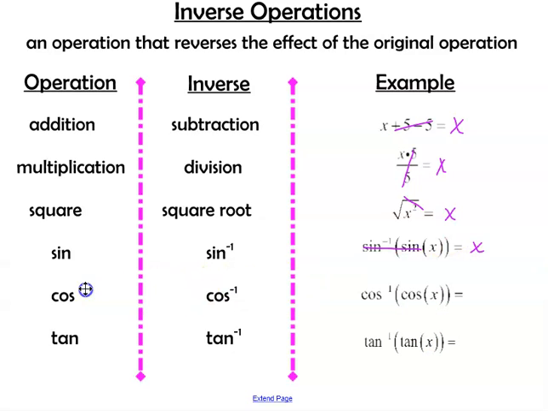Likewise, for cosine, you have the inverse of cosine. So these will cancel out and you're left with x. Tangent, and then tangent inverse, these will cancel out and you're left with x.